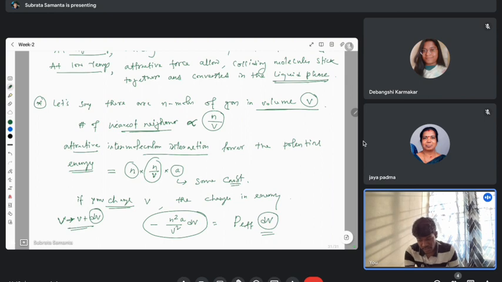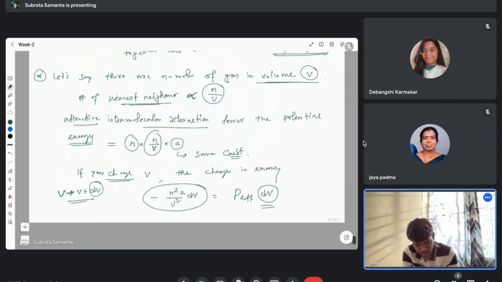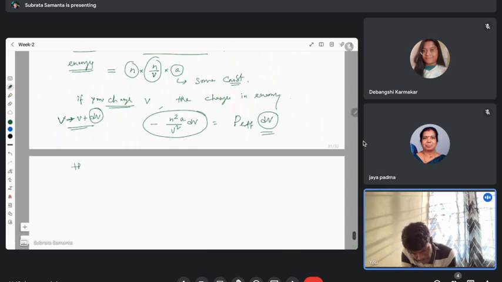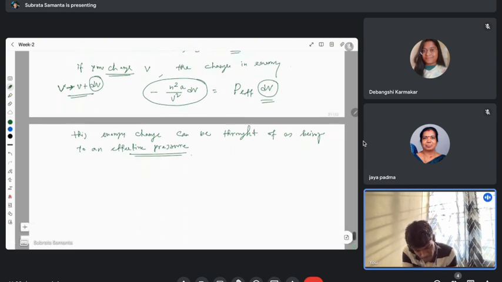So this energy change can be thought of as being due to an effective pressure. Now our effective pressure, P effective, is minus n squared a by V squared. This is P effective. So up to this point, is it clear or not?